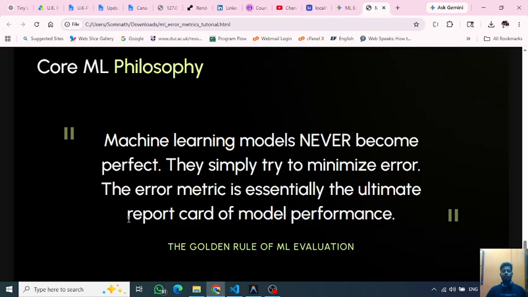So the ML philosophy is that machine learning models never become perfect. They simply try to minimize error. The error metric is essentially the ultimate report card of model performance. Okay, so this is the golden rule of ML evaluation. So that's all for today. Thank you.